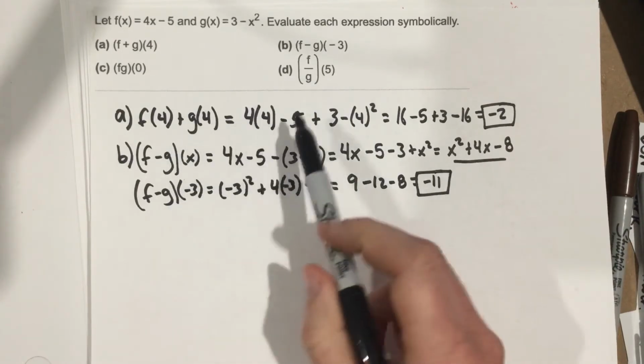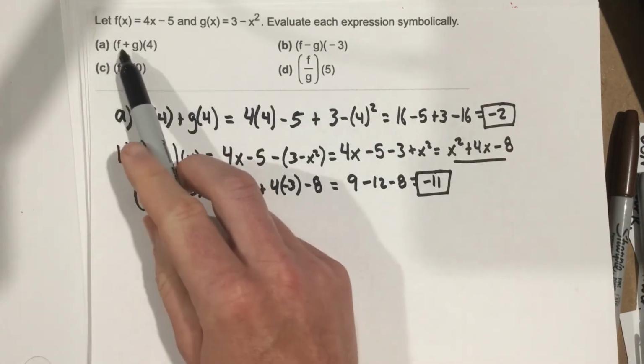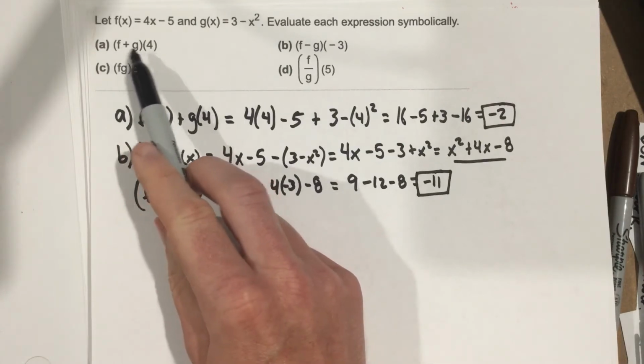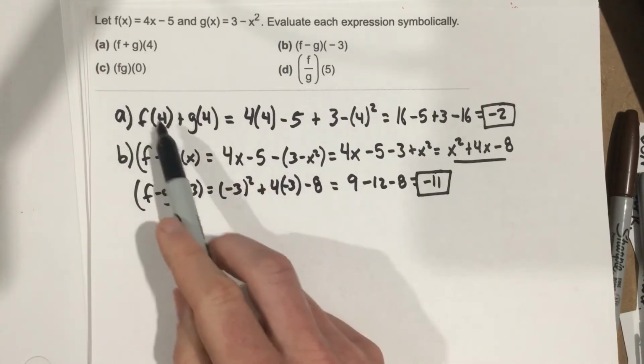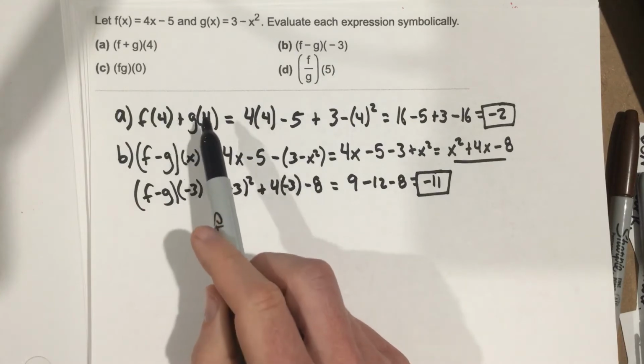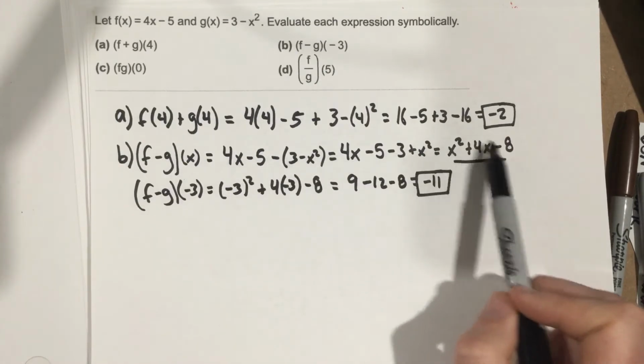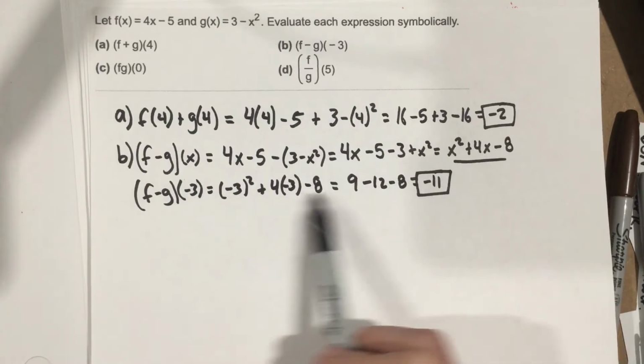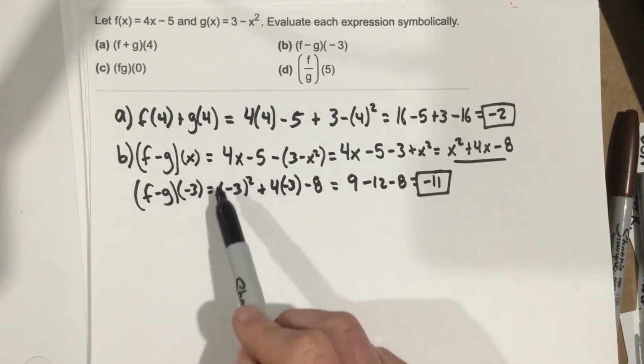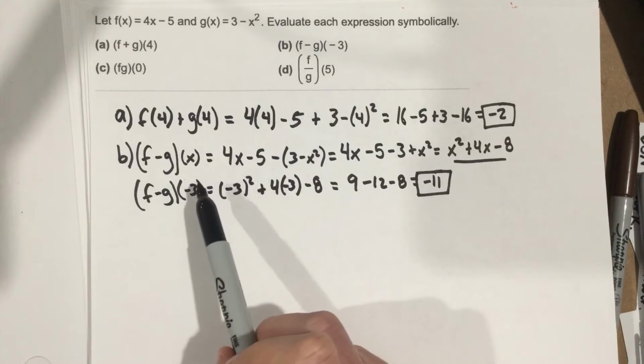Now, you can see the difference. In the first part, I did it by saying f plus g of 4 means I'm plugging 4 into f and into g, so I did f of 4 plus g of 4. But I could have done f plus g of x, got a function, and then plugged that number into it like I did in the second problem. I showed both ways to do this. You can do it either way.